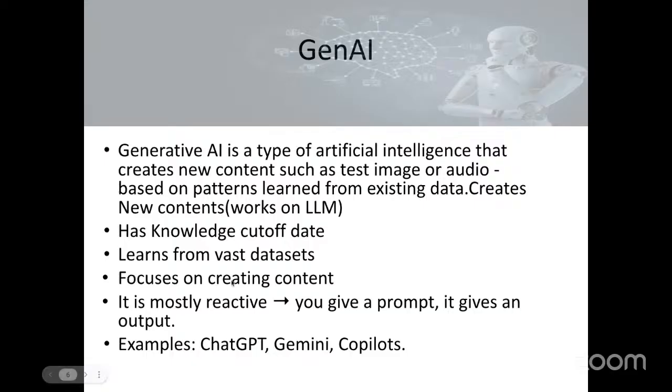This actually focuses on creating new content. It is mostly reactive. You give a prompt, it will give output. It is like: tell me what you want, and it will give you output. This is more reactive. Examples are ChatGPT, Gemini, Copilots. These are some examples of generative AI.